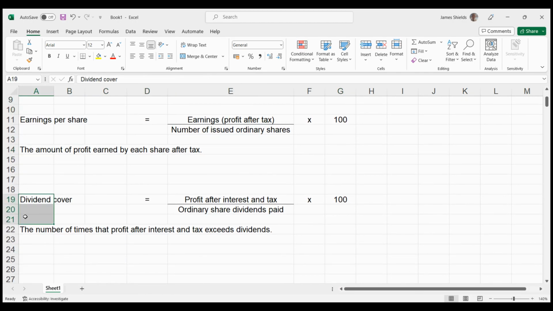And the next one, dividend cover. It's the profit after interest and tax divided by ordinary share dividends paid, again times 100. It tells us the number of times that profit after interest and tax exceeds dividends.